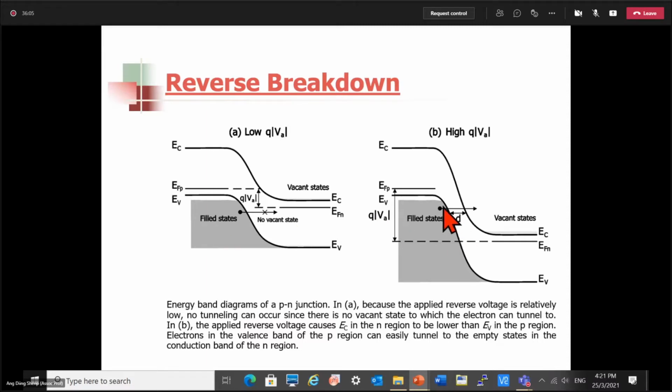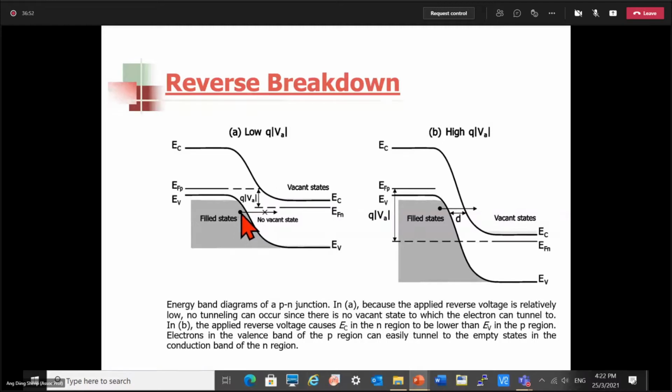Now, Zener breakdown can only happen after a sufficiently large reverse bias is applied. How to understand this? If you look at the diagram on the left, which corresponds to an energy band diagram of a PN junction under a much smaller reverse bias. In this case, the P side band diagram is not raised very significantly above the N side band diagram. So one of the three conditions is not fulfilled. And essentially, if you look carefully, the valence electrons on the P side have no energy states to tunnel to on the N side.